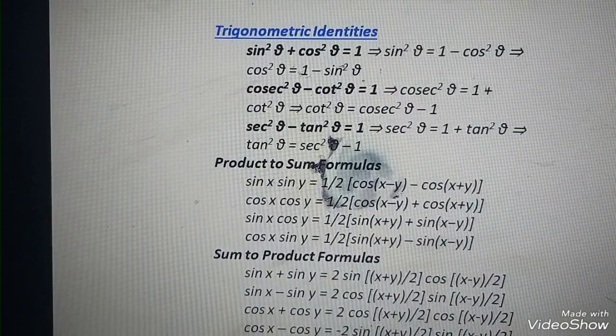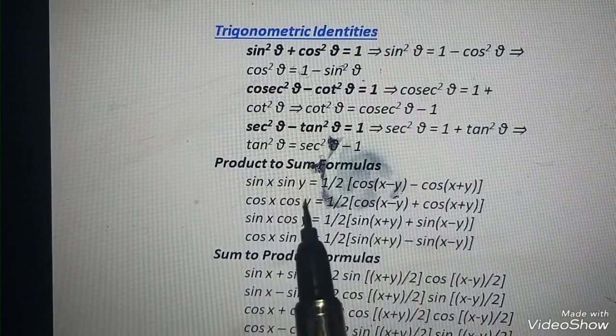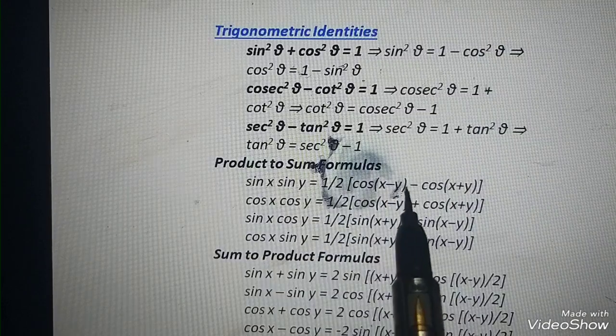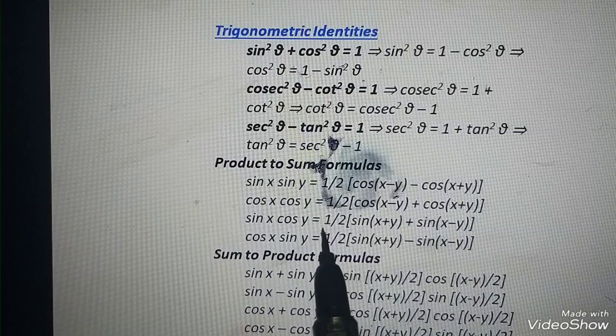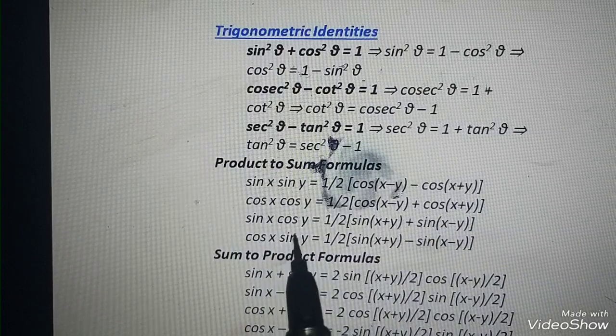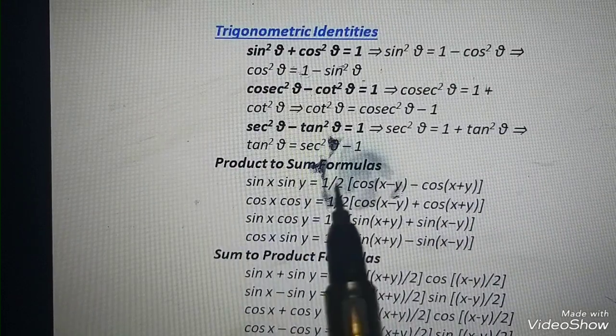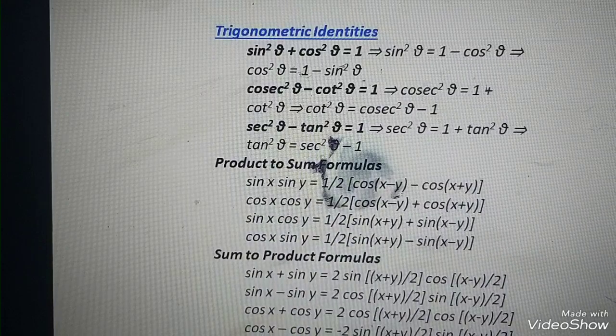Product formulas. Sin x sin y equals 1 by 2 of cos(x minus y) minus cos(x plus y). Then cos x cos y, sin x cos y, and cos x sin y. These are combinations of sin and cos.